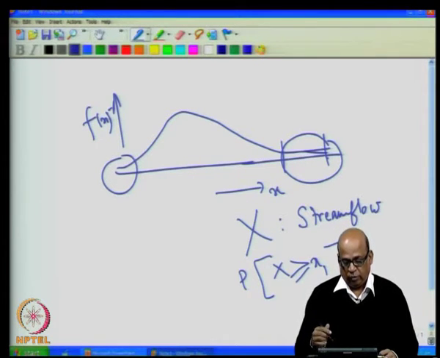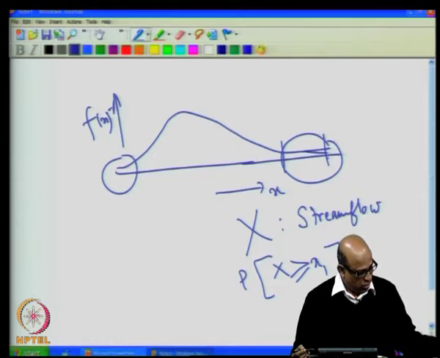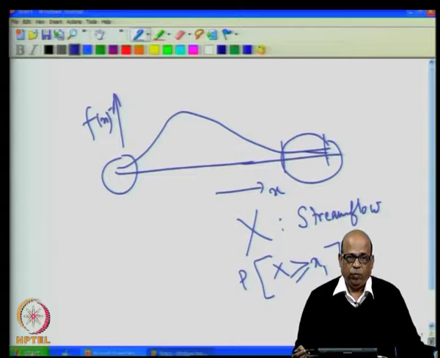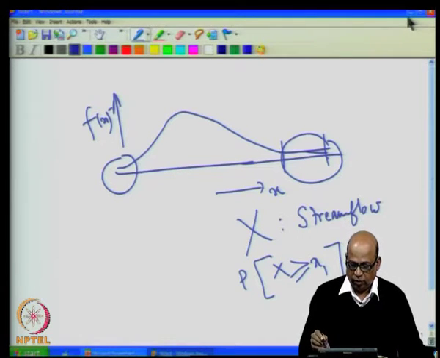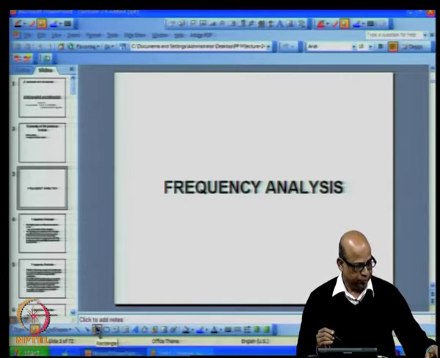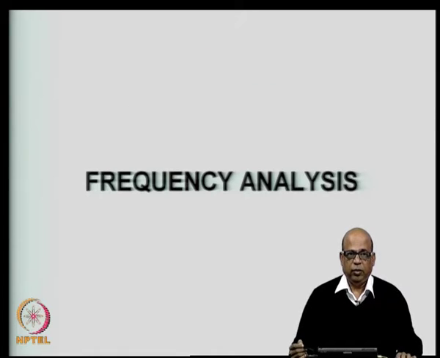So, we derive the extreme value distributions from a given parent distribution. In other words, the frequency analysis that we will be doing will be dependent on the parent distribution from which we are deriving the extreme value distributions. So, with that background, let us see what we really mean by frequency analysis and where it is useful.